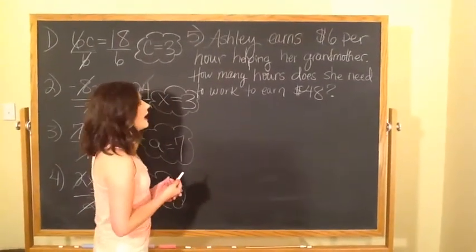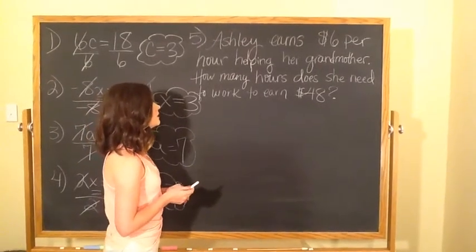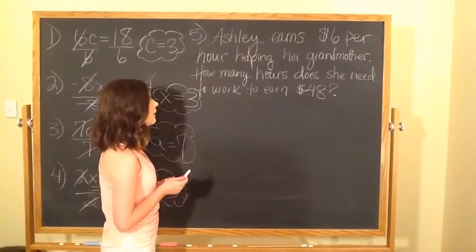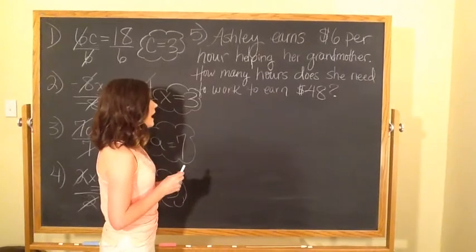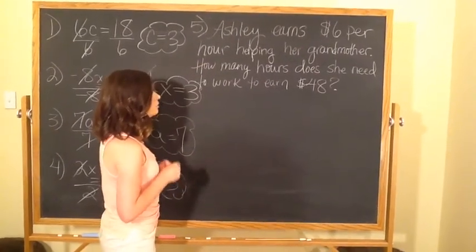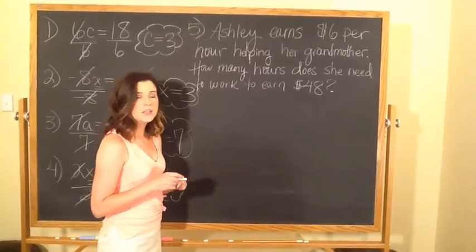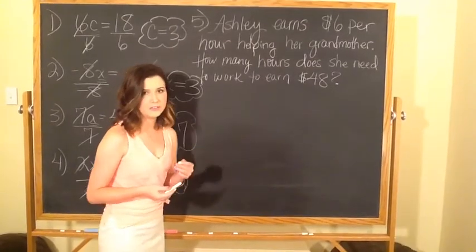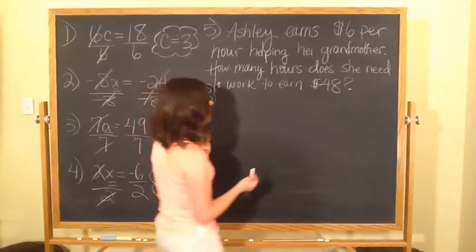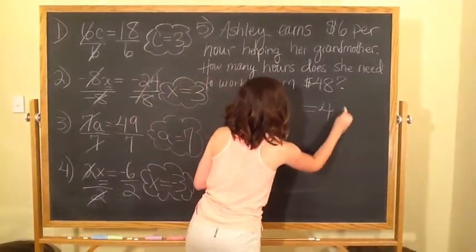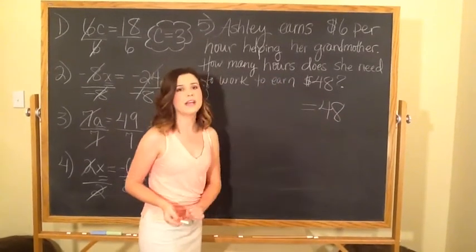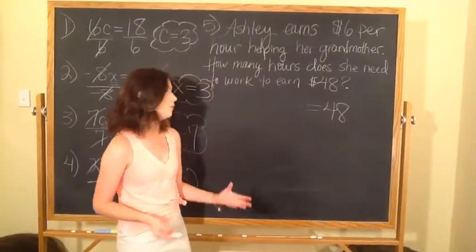Alright, last problem is a word problem. It says, Ashley earns $6 per hour helping her grandmother. How many hours does she need to work to earn $48? So let's go ahead and come up with an equation first, and then we can solve it. So basically, we want our answer to be 48 because we want her to get $48. Now, how many hours does she have to work?